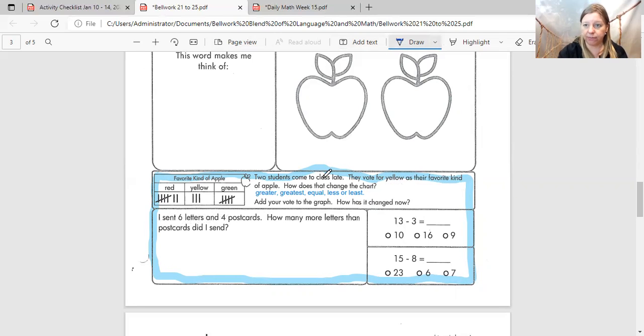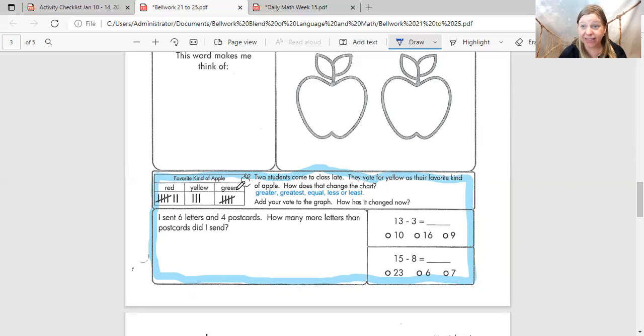All right, now let's move on to the next activity. Oh, sorry. First, there's one more sentence. Add your vote to the graph. So now ask yourself this question. What is your favorite kind of apple? Is it red, yellow, or green?